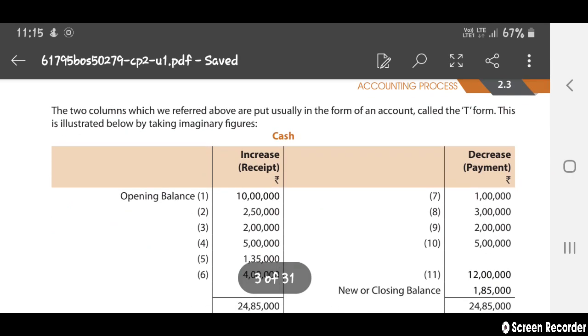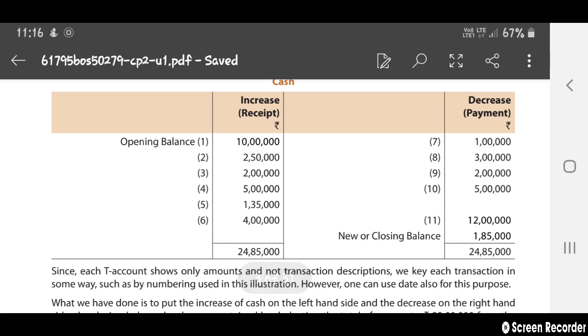The two columns referred to above, you can put usually in the form of an account. In the form of an account we put those columns, and that is called the T form. One is the increase, the transaction, and the other is the decrease, the cash balance.